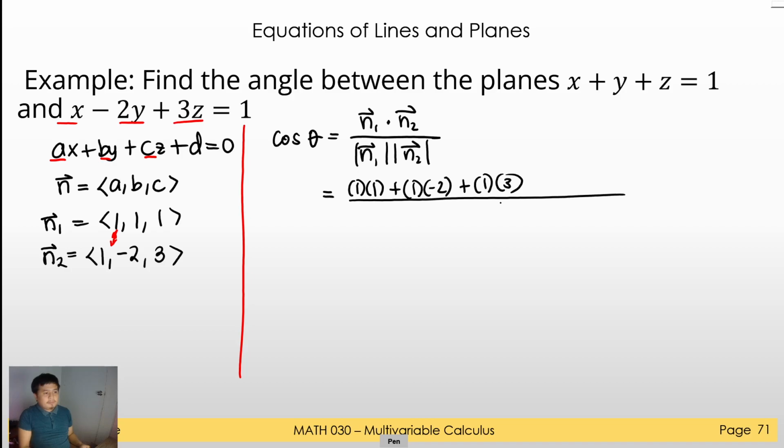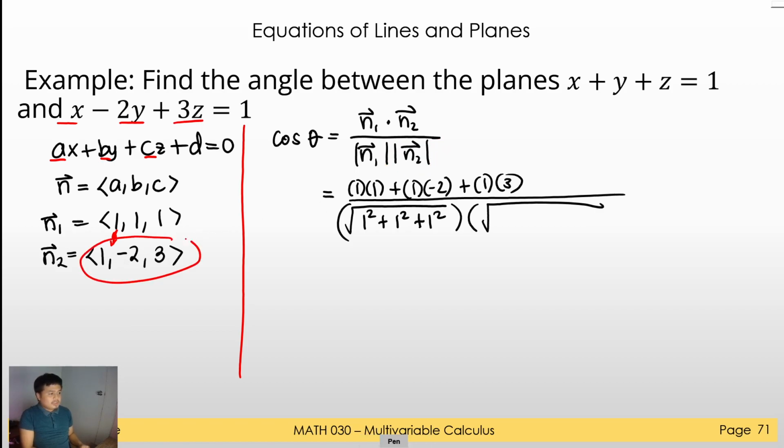For the denominator, we want to find the length of these two vectors. So how do we find the length of a vector? We find the square root of the sum of the squares. So we have 1 squared, 1 squared, 1 squared. And then multiply this by the length of the second vector, which is the square root of the sum of the squares again: 1 squared plus -2 squared plus 3 squared.